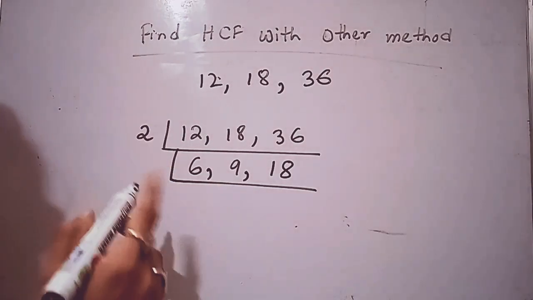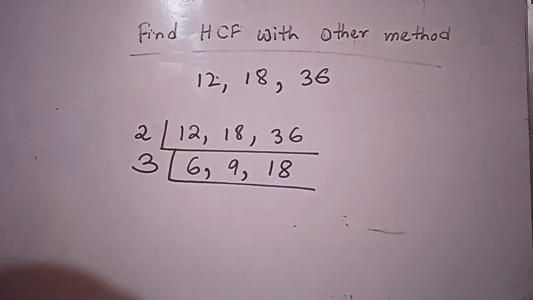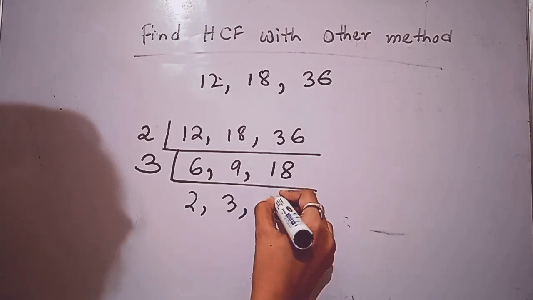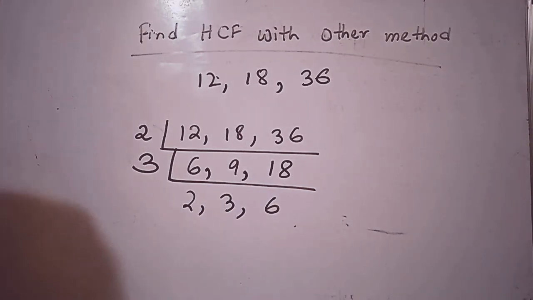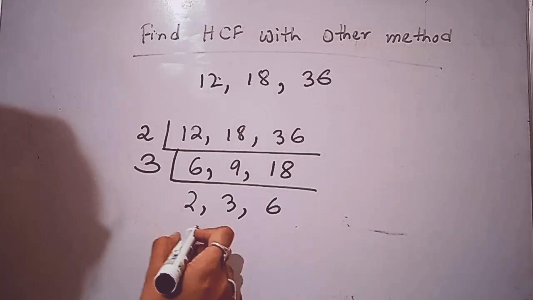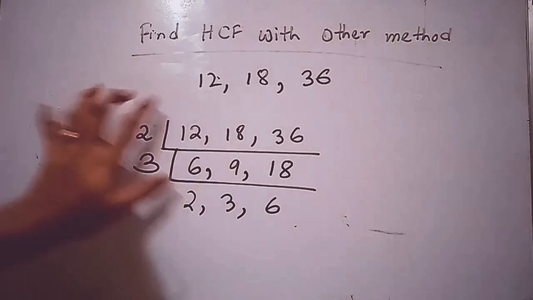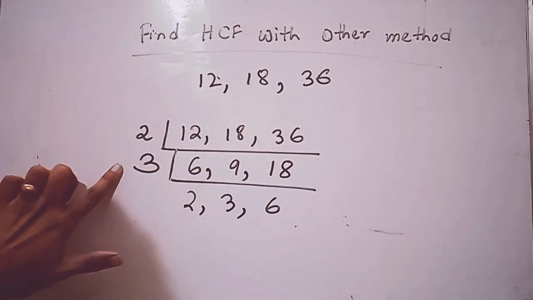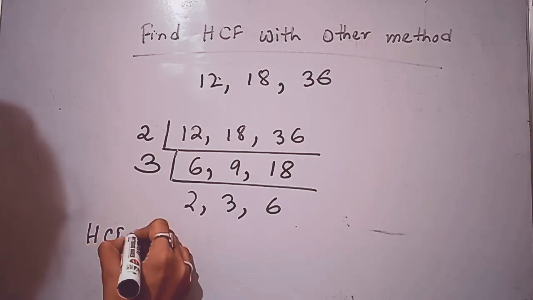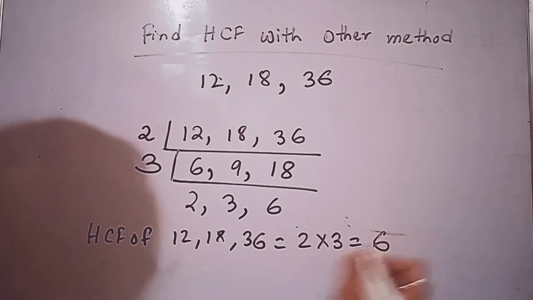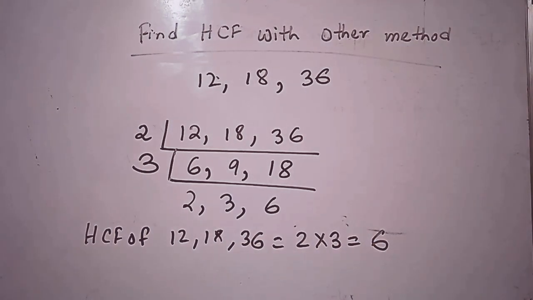Here I can take one number, that is 3, as 3 can divide 6, 3 can divide 9 and 3 can divide 18. These three numbers can only be divided by 3, so I am writing 3 here. So 3 2s are 6, 3 3s are 9, 3 6s are 18. So as I can see in this process, I cannot divide these three numbers using one number. So this is my answer, that is 2 into 3. That is, HCF of 12, 18 and 36 is 2 into 3, that is 6. So my answer is 6.